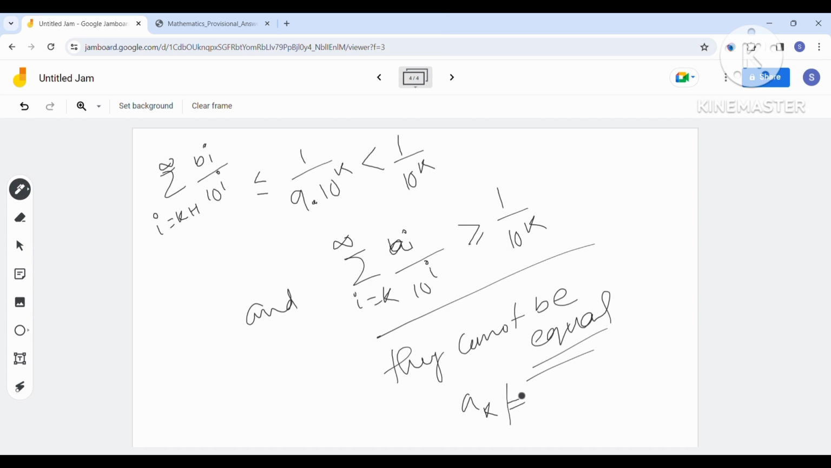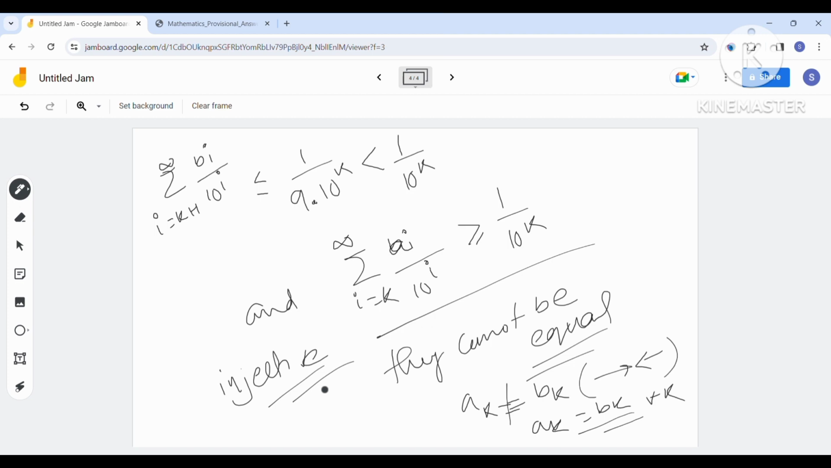Hence ak equal to bk, that gives a contradiction, right? That means ak equal to bk for all k. Hence they have to be the same. So clearly it is injective.